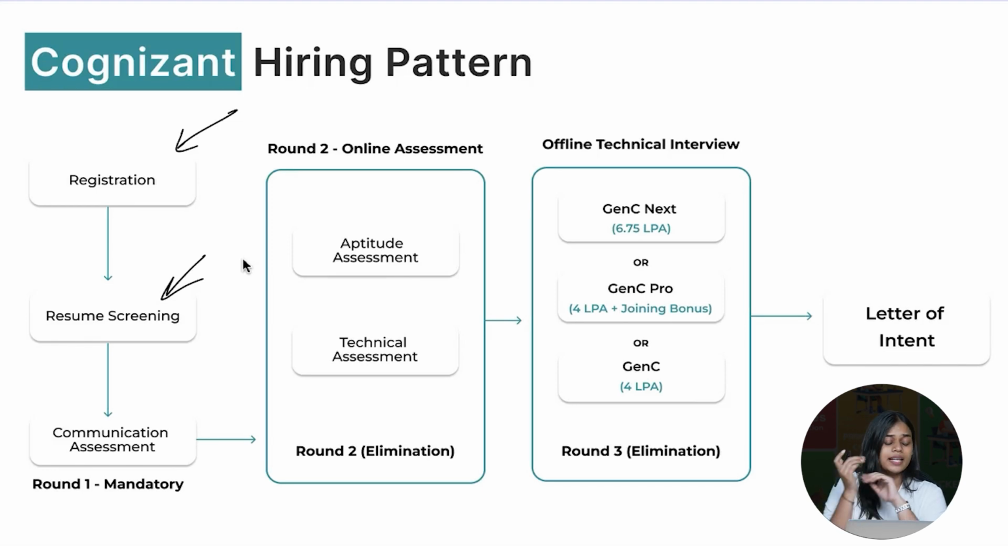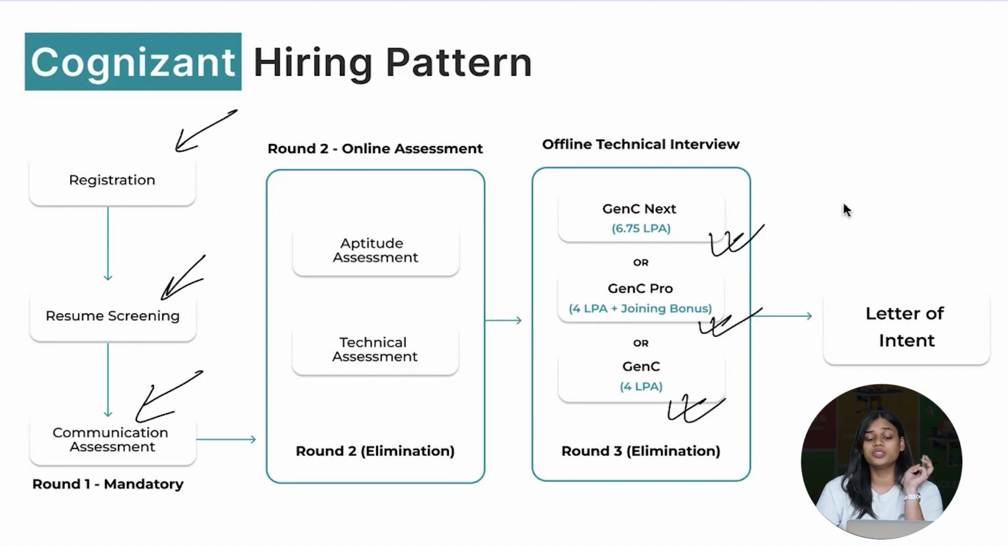All right. Next is the communication assessment round. Now, this is the first round, and it is a mandatory round for all of the students. Why is it a mandatory round? Because it depends on the role that you will be hired for. Now, what are the roles? The first role is Gen C, then we have Gen C Pro, and then we have Gen C Next. All right. So these are the 3 different roles that they will be hiring for.